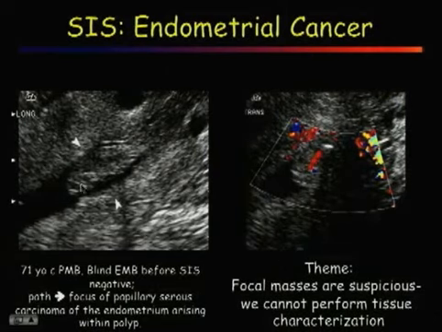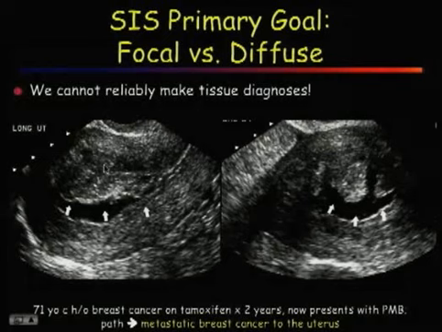Here's one, looks great for a polyp, has a single blood vessel like a polyp, but at surgery, the bottom right corner of this had a tiny focus of papillary serous carcinoma. So again, focal masses are surgical masses.